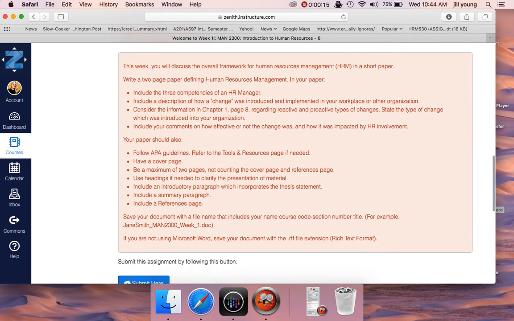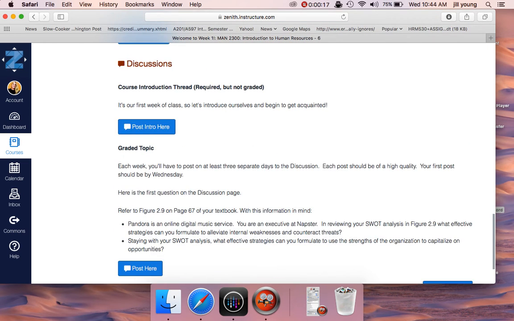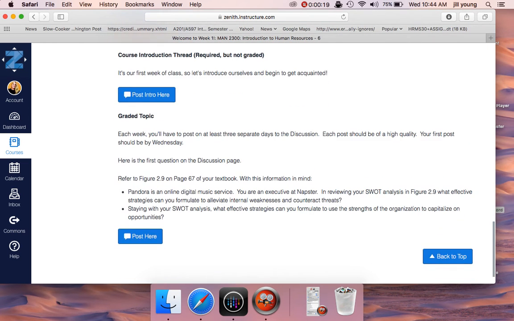You have a research paper and discussion, and I've had some questions about the discussion, so I just want to clarify. You're doing a SWOT analysis, and you're playing the role of an executive at Napster. Napster is a music service. If you don't know what Napster or Pandora is, you'll need to do some research on that online. But basically, you're doing a SWOT analysis. Pandora is going to be one of your competitors.